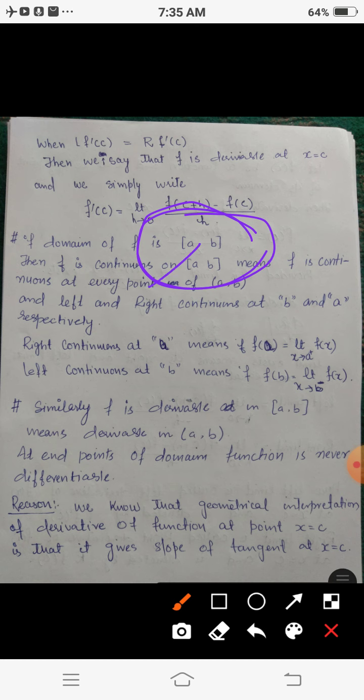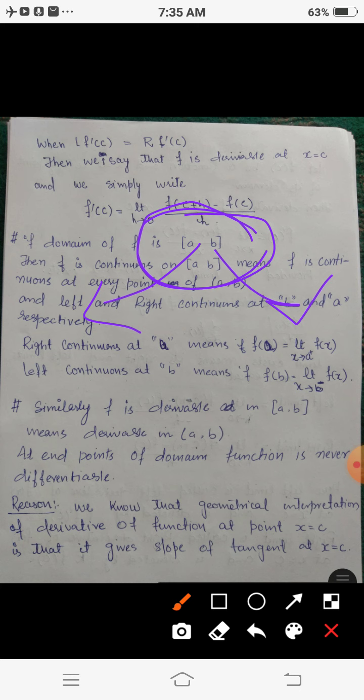Now at endpoints, here at a and b, this function, or any function, is never differentiable at these endpoints. Because you studied in class 11th the geometrical interpretation of the derivative at a point, and you know that derivative simply means to have the unique tangent at this point.